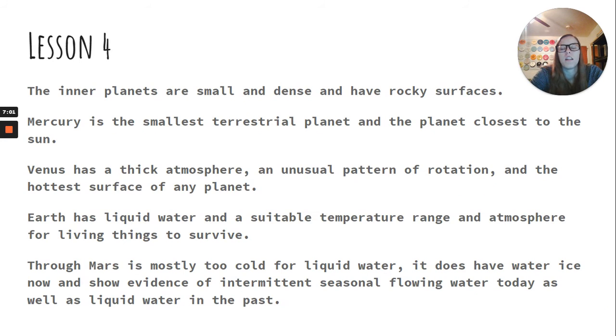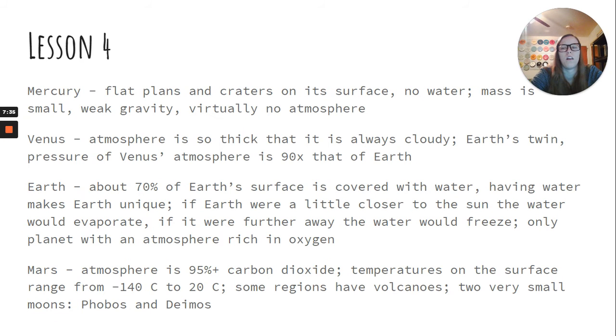Lesson 4, the inner planets are small and dense and have rocky surfaces. Mercury is the smallest terrestrial planet and the planet closest to the sun. Venus has a thick atmosphere, an unusual pattern of rotation, and the hottest surface of any planet. Earth has liquid water and a suitable temperature range and atmosphere for living things to survive. Though Mars is mostly too cold for liquid water, it does have water ice now and shows evidence of intermittent seasonal flowing water today, as well as liquid water in the past. So remember those key things about each planet, because those will be on the test too.